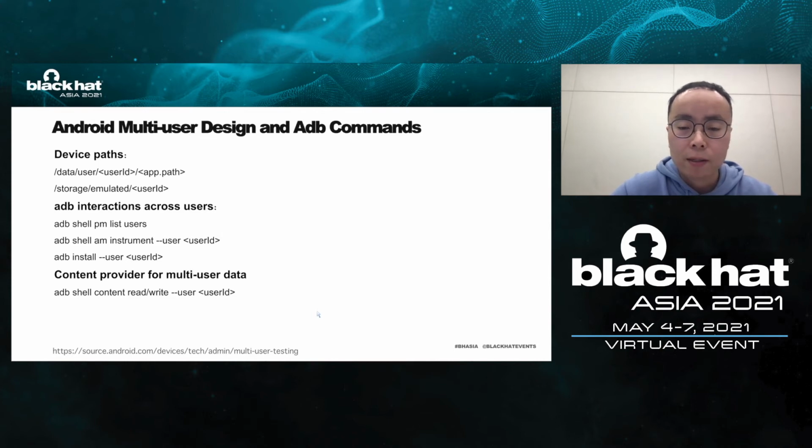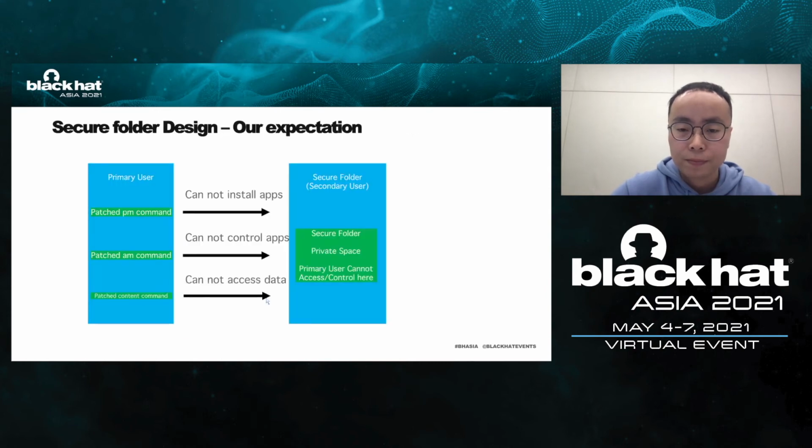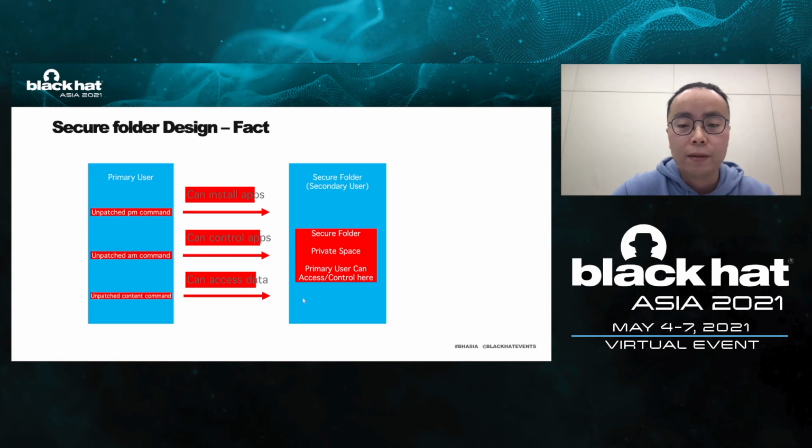The user data are stored separately on the device. Here is the data path, and there are some commands for us to manage other users as the primary user. For example, pm, am, adb install, and so on. And we can use content provider to read or write other users' data. Our expectation is the pm, am, and content multi-user commands will be patched. These commands will be on the blacklist, so the primary user can't install or control apps or access data in the secure folder. However, the fact is they are not patched.